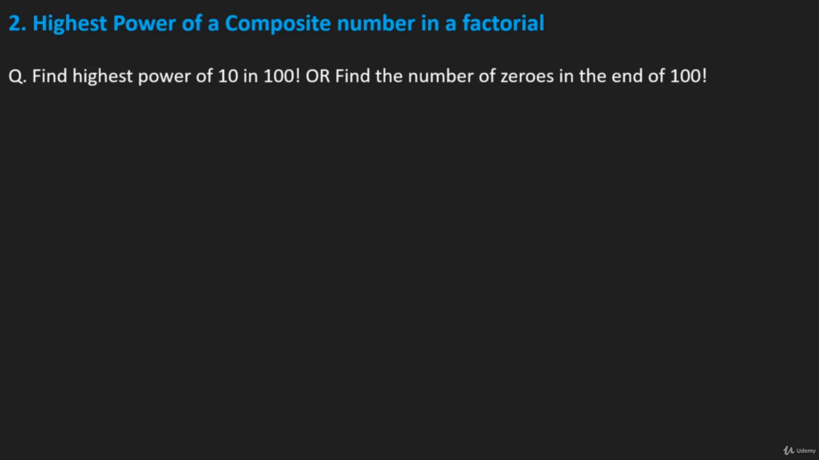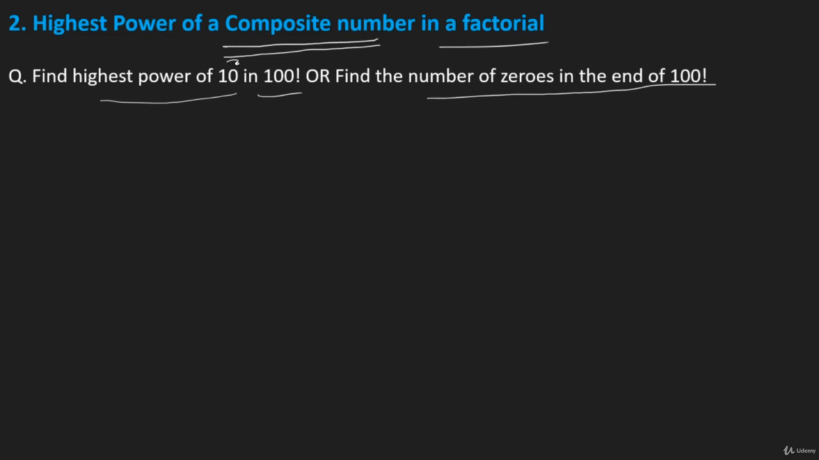In this video, let's learn how to find the highest power of a composite number in a factorial. Earlier we have seen how to do it for a prime number. Over here we see how to approach it in case of a composite number. Alright, we have a question over here. Find the highest power of 10 in 100 factorial. The same question can be rewritten as find the number of zeros in the end of 100 factorial.